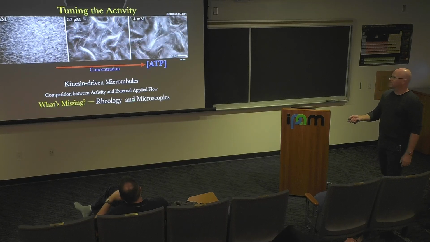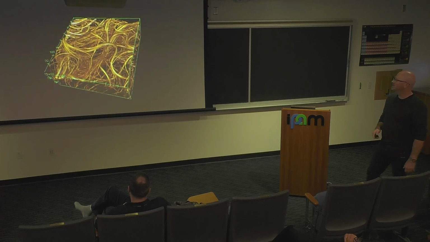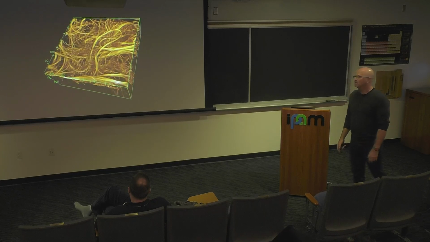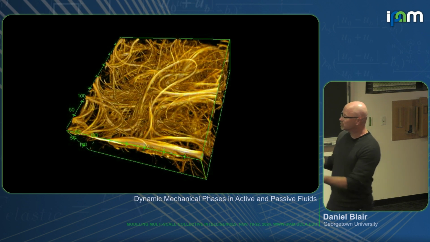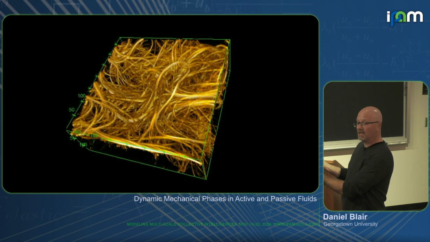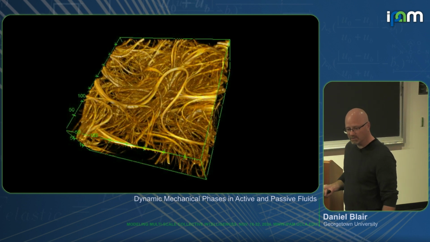Okay, so what's missing from this? Well, of course, rheology, mechanical measurements. And so here it is in 3D. This is a three-dimensional version of this. We can watch what happens in three-dimensional space over time and reconstruct this material. This is not a simulation, this is real stuff. How are you doing the imaging here? It's a high-speed confocal microscope.